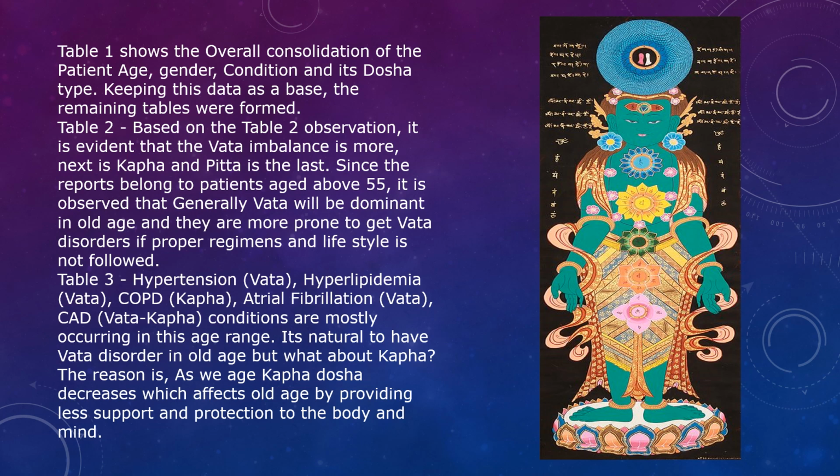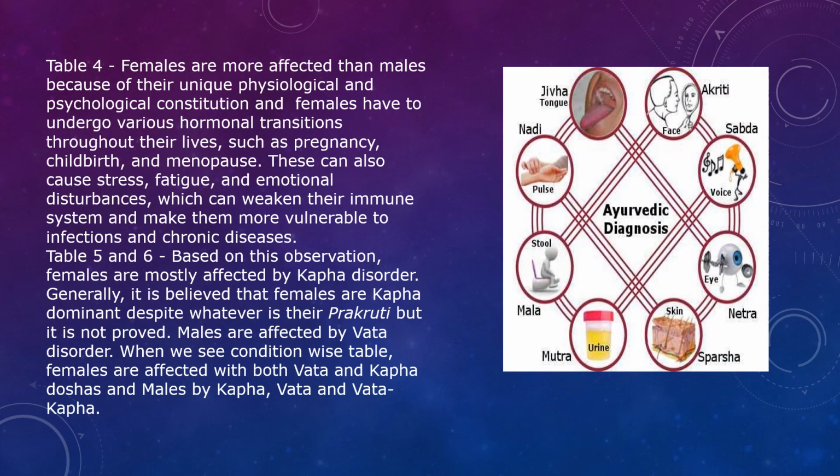Table 3: Hypertension, Vata; Hyperlipidemia, Vata; COPD, Kapha; Atrial fibrillation, Vata; CAD, Vata Kapha. These conditions are mostly occurring in this age range. It's natural to have Vata disorder in old age, but what about Kapha? The reason is, as we age, Kapha dosha decreases, which affects old age by providing less support and protection to the body and mind.